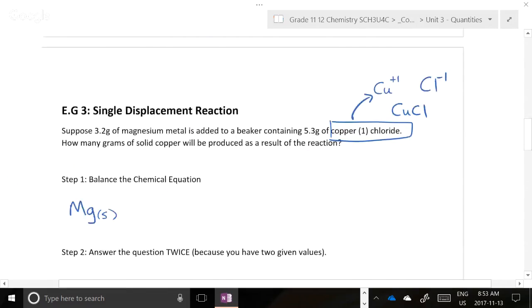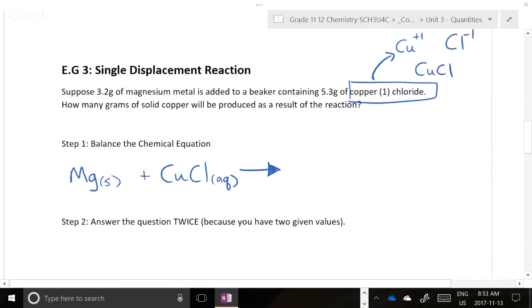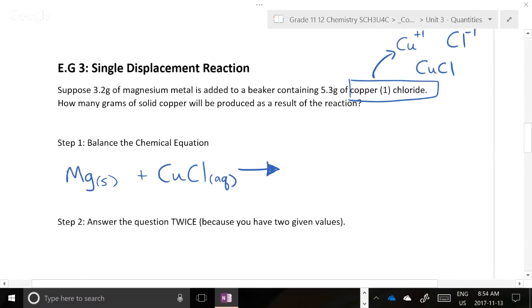All right. So magnesium plus copper chloride, and it's dissolved in water. How am I going to say that? Aqueous. Okay. Now, if you want to check your activity series, you can, but I'm going to tell you I picked one that works. So this reaction does happen. So what am I going to have on the right side of this equation? What happens? Single displacement reaction.